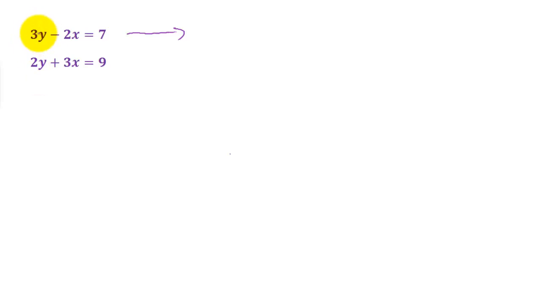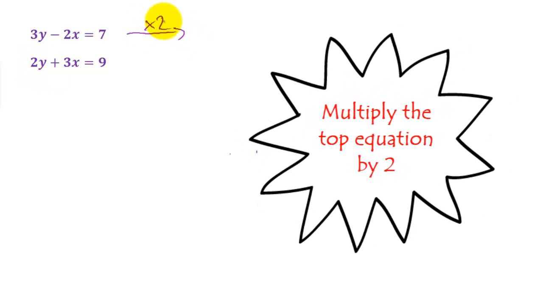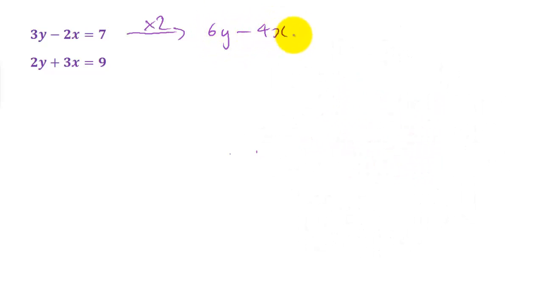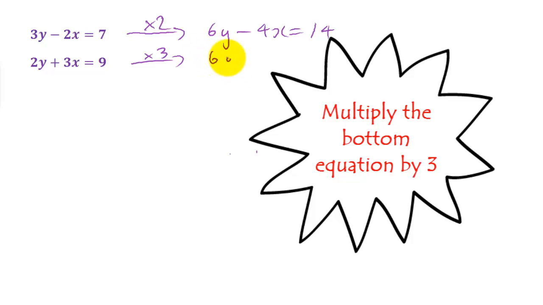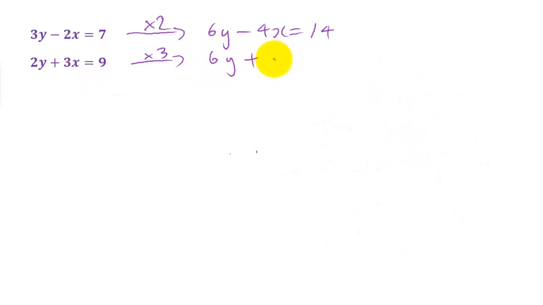So I'm going to times the top equation by 2, that gives me 6y, and the bottom equation by 3 to get a 6y. So times this one by 2, and we get 6y minus 4x equals 14. Times this equation by 3, and I will get 6y plus 9x equals 27. Now I'm going to call that equation A and that equation B.